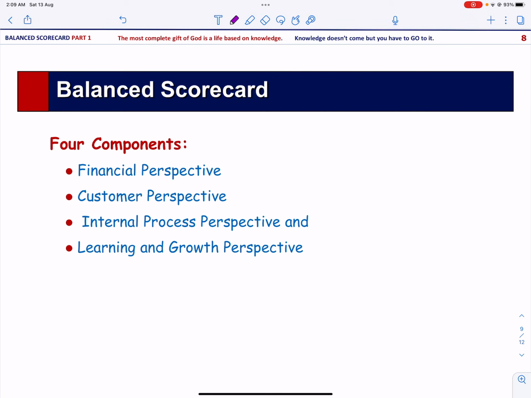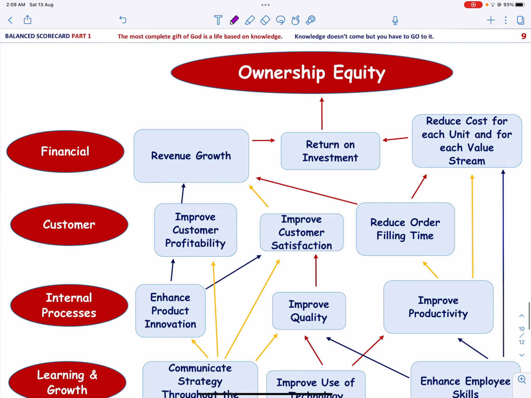So, the balanced scorecard has evolved over the years. As business changes, it has to change its perspective. Let us look at the strategy map for a balanced scorecard. Here are the four components. You can see that they are well integrated and much broader than just the financial perspective. Please note that the financial perspective is the ultimate goal for the company and the stockholders.